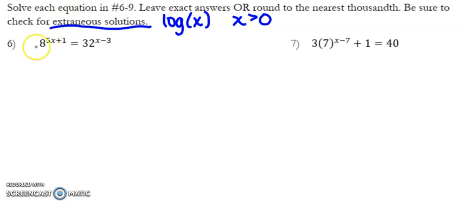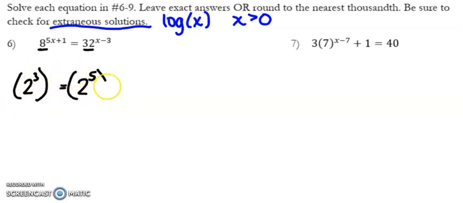All right. Number 6 and number 7 are both exponentials. If you look at your list of how to solve an exponential, the first thing you want to try is to rewrite in the same base. So I noticed that 8 and 32 both can be written as a base of 2. 8 being 2 to the third, 32 being 2 to the fifth. And then this is still 5x plus 1 and x minus 3.